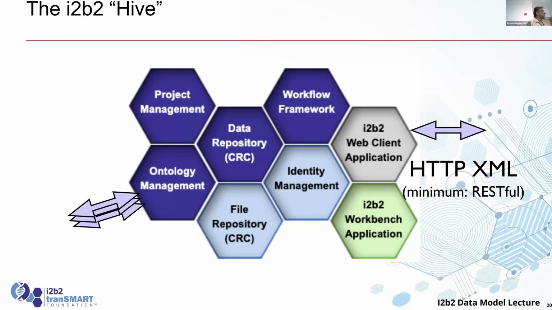And then the file repository was a way that originally we were thinking of transferring DICOM images or other larger files that really couldn't fit in the CRC. And then the other two, the i2b2 web client and the i2b2 workbench, were basically clients that would connect up to these cells and communicate with them through XML to run queries and get data. The top one, the i2b2 web client, is what we currently have.